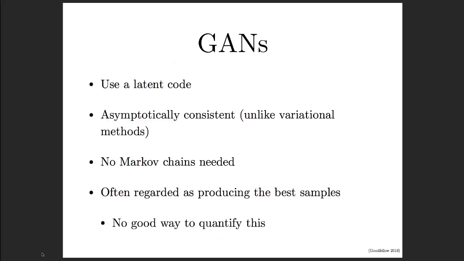Today, we've started to see some models that use Markov chains more successfully, and I'll describe those later in the talk. But that was one of my primary motivations for designing this particular model family. Finally, a major advantage of generative adversarial networks is that they are often regarded as producing the best samples compared to other models like variational autoencoders.